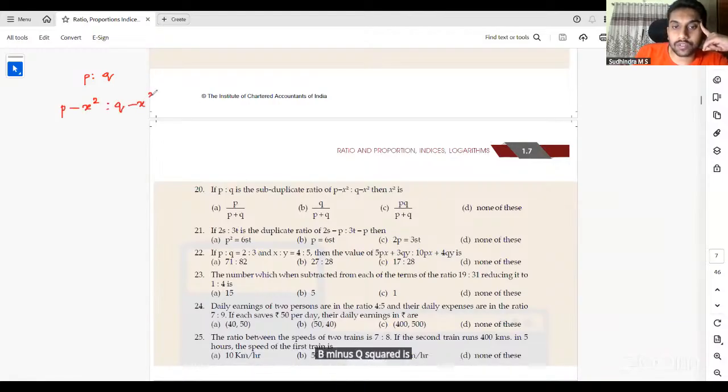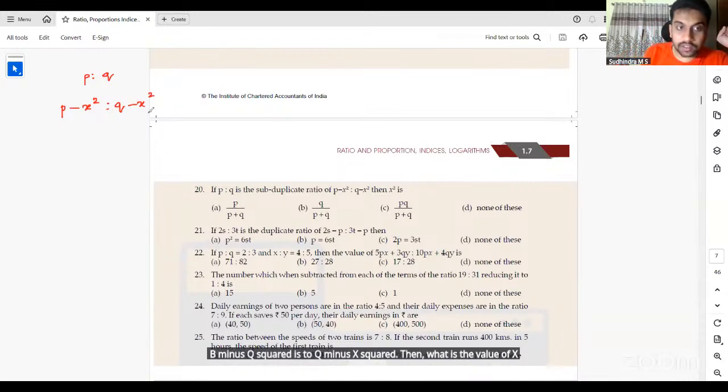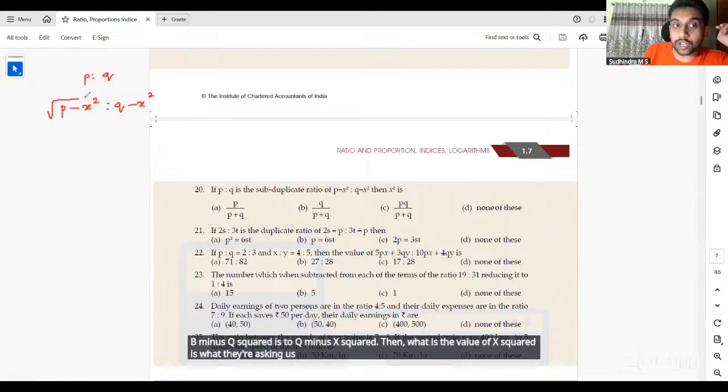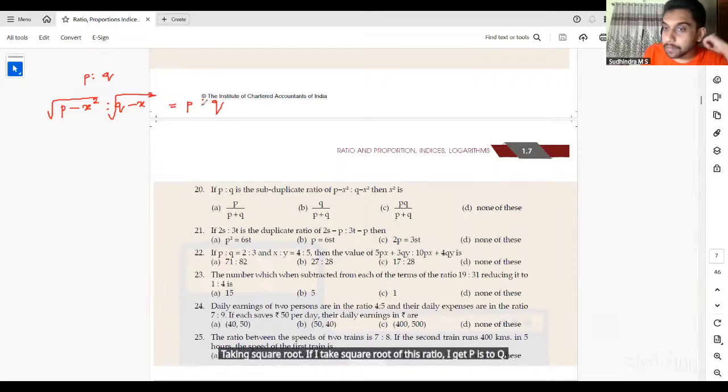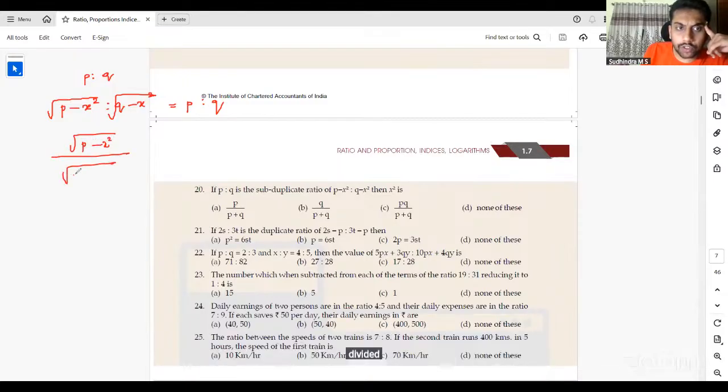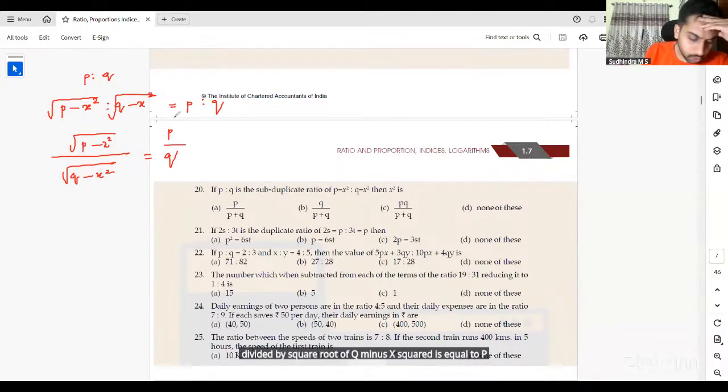Q minus X square, then what is the value of X square is what they're asking us. Subduplicate ratio is what? Taking the square root. If I take the square root of this ratio, I get P is to Q, correct? That is what we have here. That's nothing but square root of P minus X square divided by square root of Q minus X square is equal to P by Q.